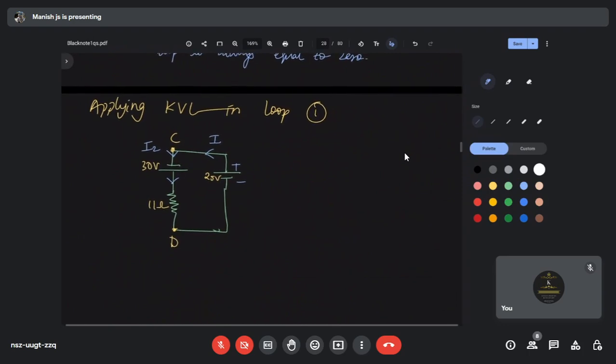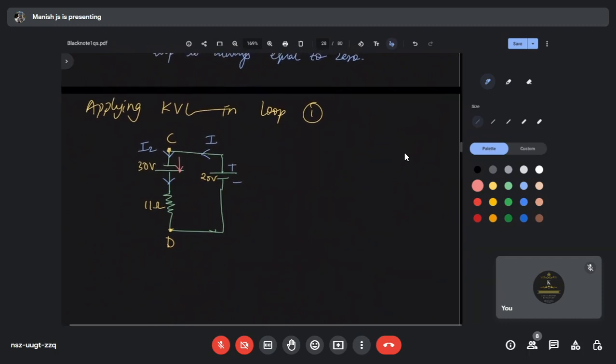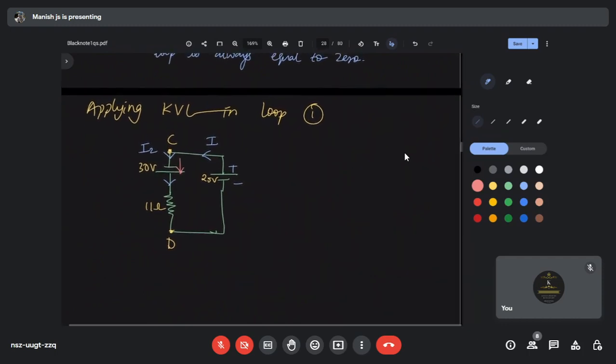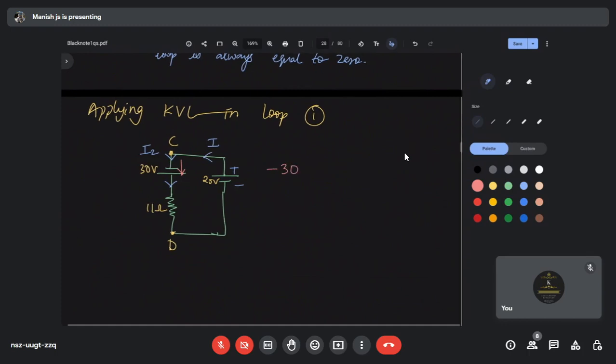So starting from point C, I am moving downwards. From here I am starting, where I am touching the negative terminal of the 30 volt cell. So what is the sign that I am going to use? I will put minus 30. Okay? Minus 30. So the cell is done, and I put a tick there. Next I am coming to the resistor. I am moving in the direction of current, so my sign is going to be plus.